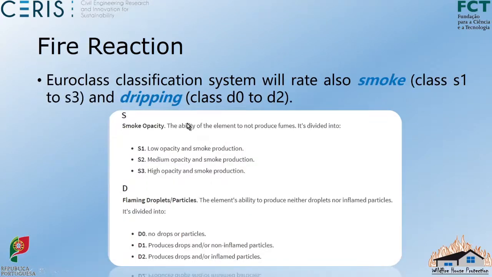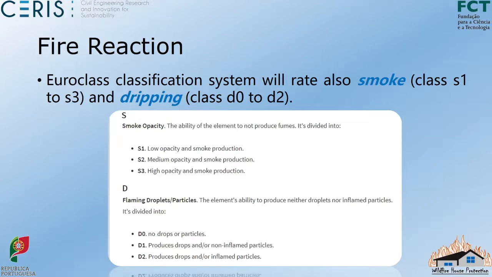And then we have the Euroclass system that will also rate the smoke and the dripping. So basically, the smoke can be S1, S2, S3, which is the ability to create smoke or not during the fire reaction test. And then we also have the flaming droplets and particles, like you can have some drops and some particles, from D0 to D2.